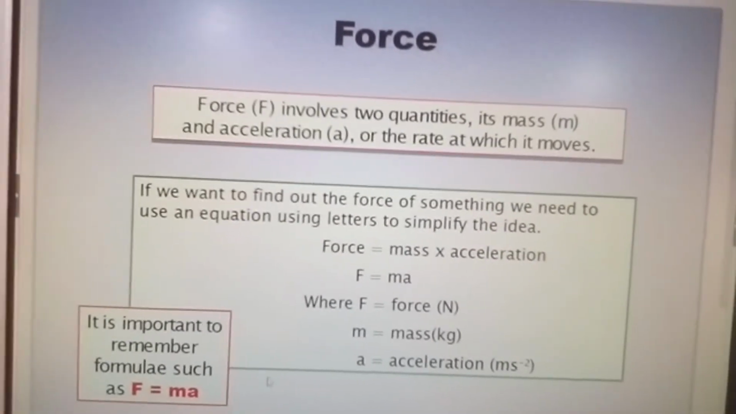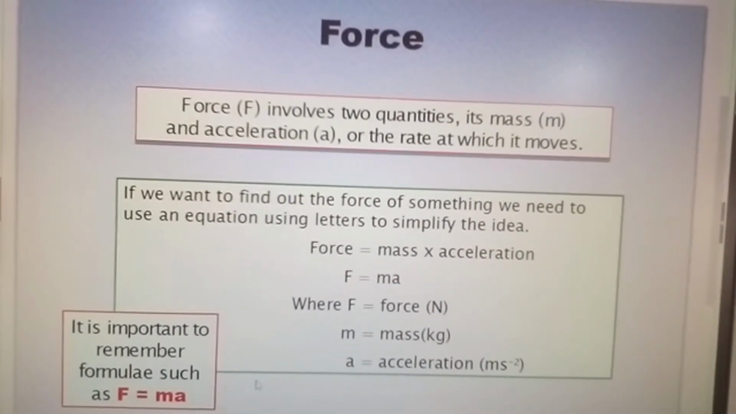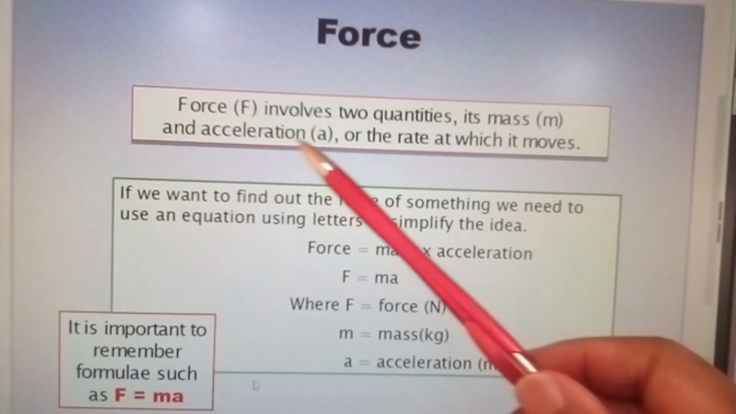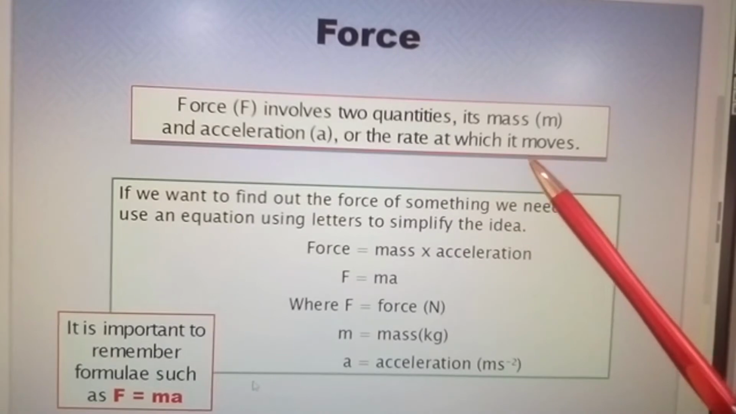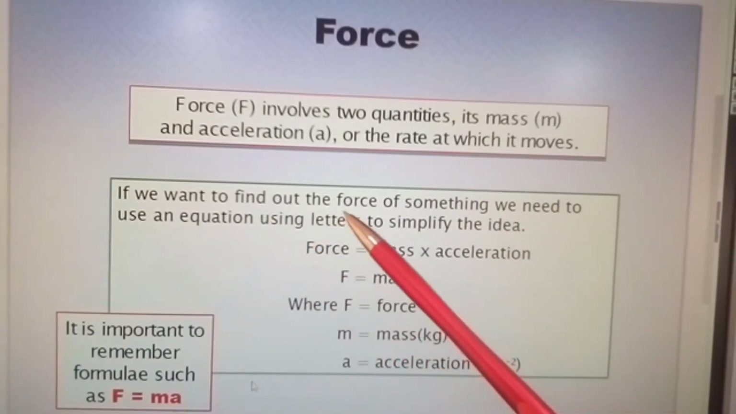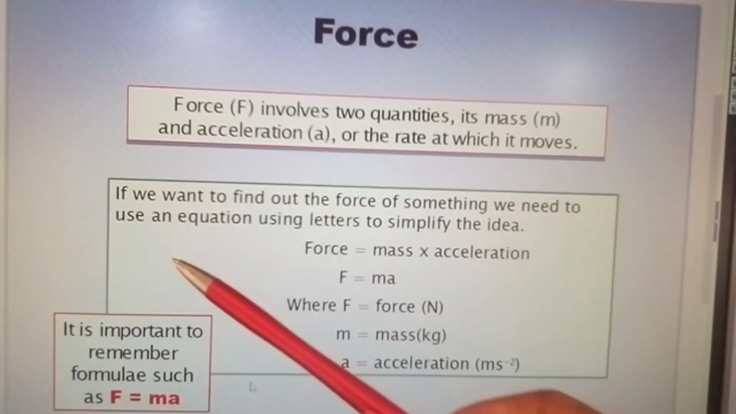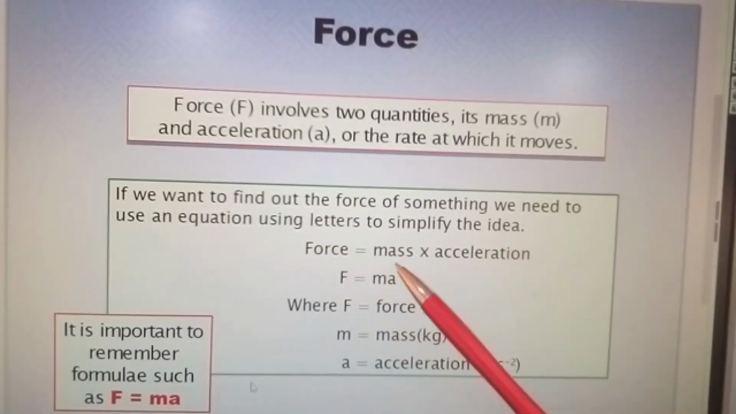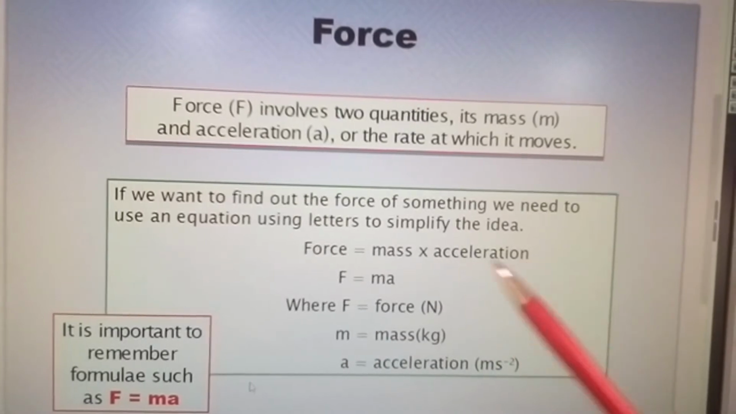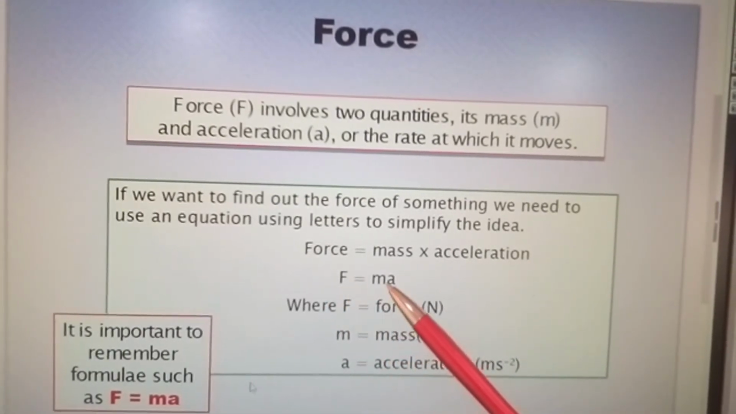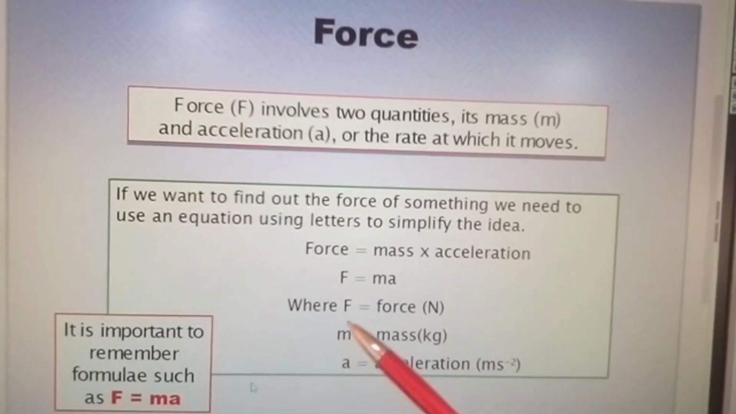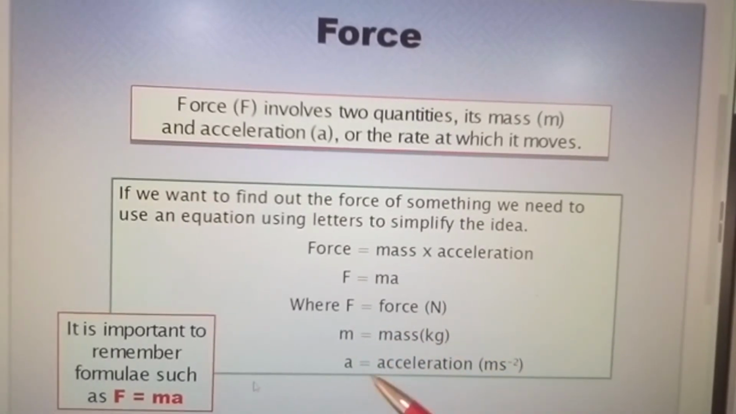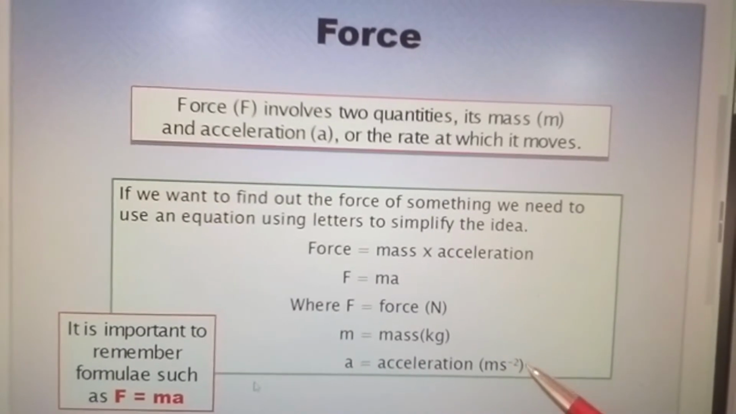Now force. Force F involves two quantities, its mass m and acceleration a, or the rate at which it moves. If we want to find out the force of something, we need to use an equation using letters to simplify the idea. Force equals mass times acceleration. Therefore, your formula is F equals m times a, where F equals force in newtons, m equals mass in kilograms, and a equals acceleration in meters per second squared.